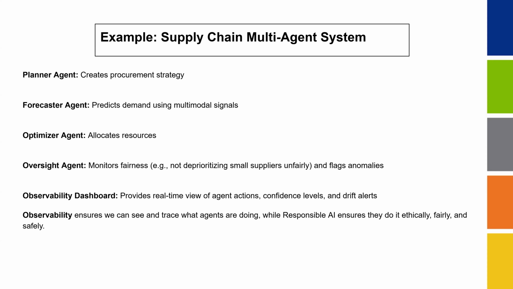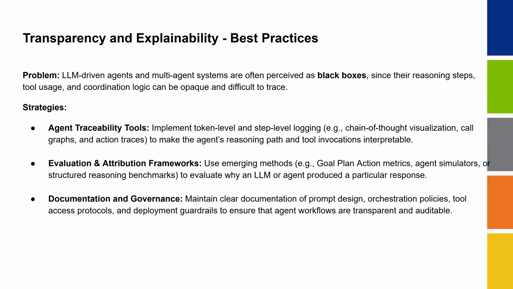Observability ensures that we can see and trace what agents are doing, while responsible AI ensures they do it ethically, fairly, and safely. In my lane of research, neurosymbolic AI, neural agents take care of all the planning part, and the symbolic agents take care of all the policy enforcement part. So it enforces trustworthy and responsible AI within an agentic system, but that is a very emerging lane within agentic systems.